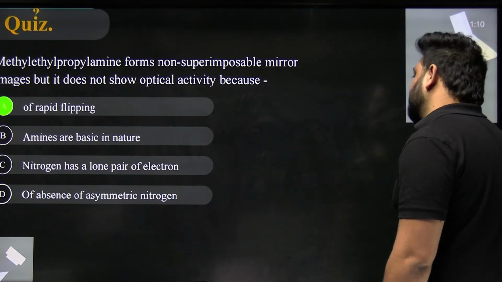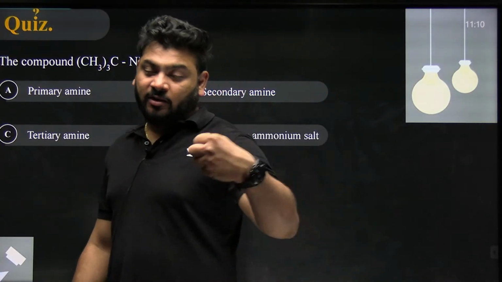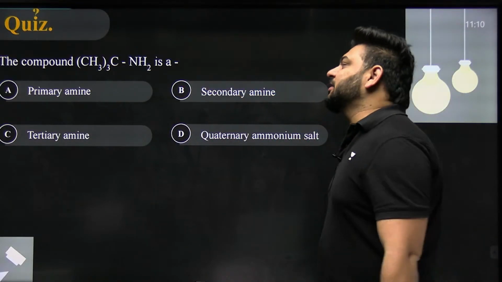And this flipping makes it exist in both of the states. You cannot isolate them. If you try to isolate one, it converts into the second. That's how it works.